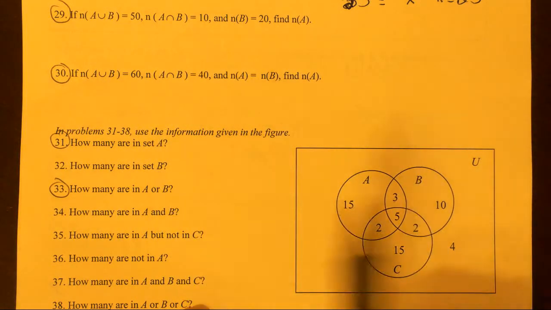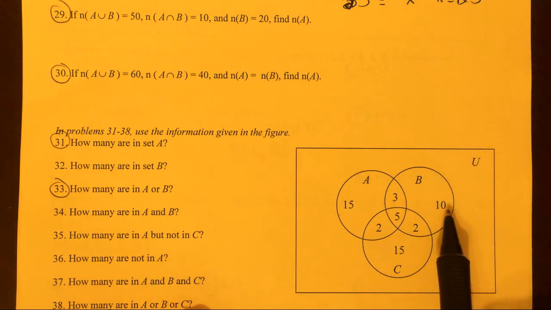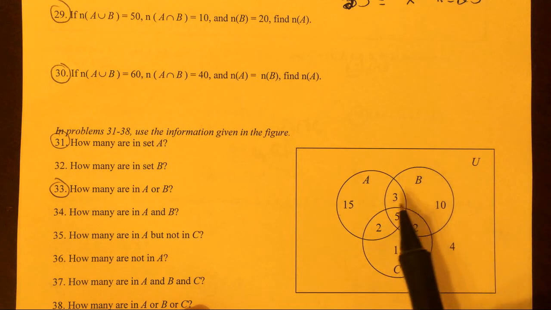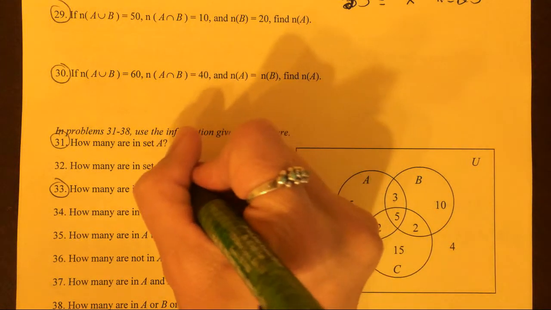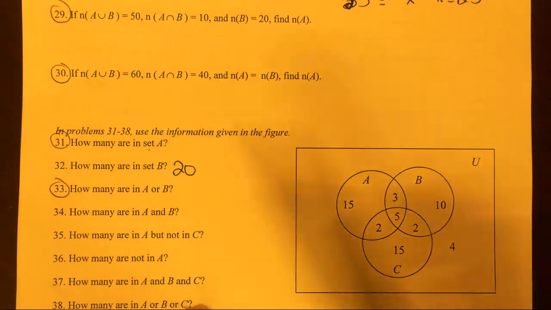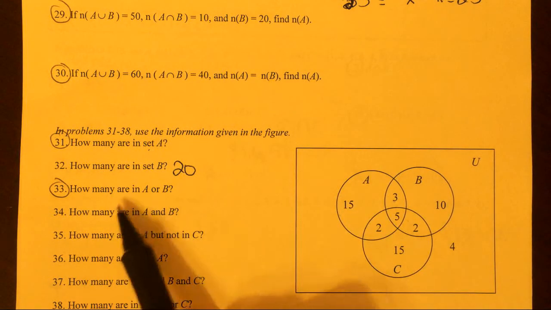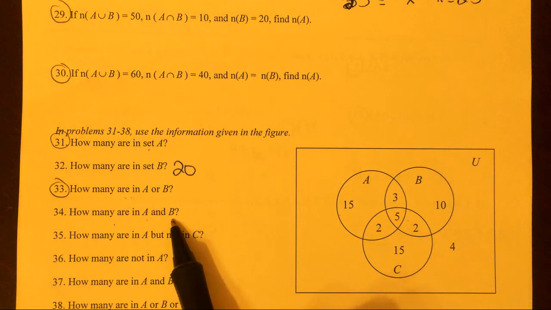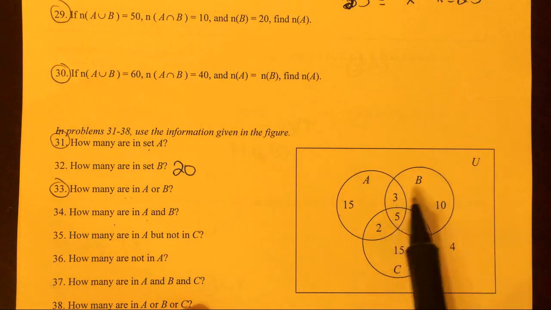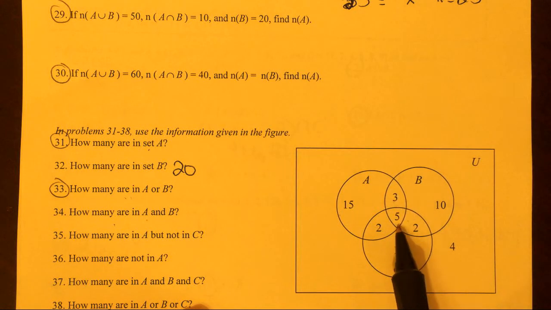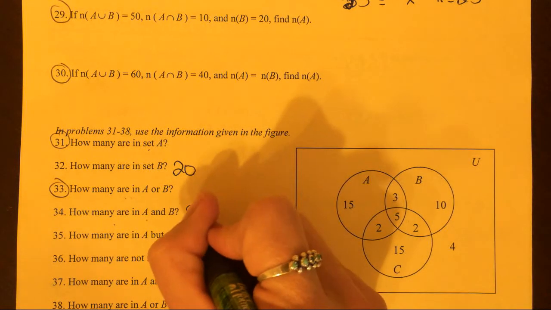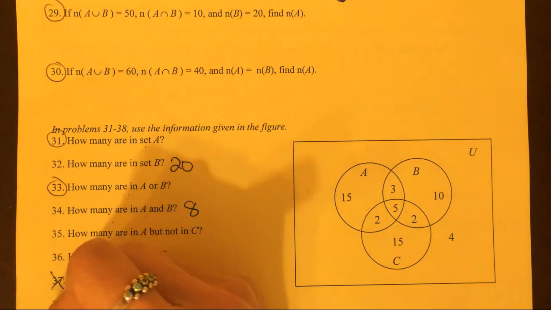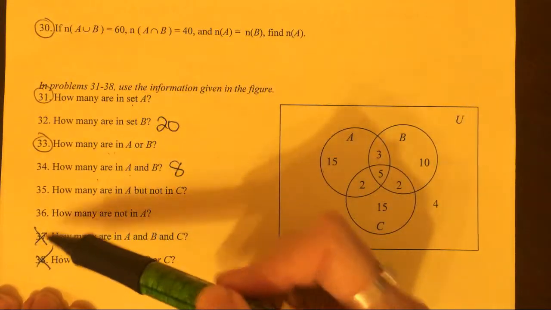Sorry. So 32. How many are in set B? So we're going to go add these up. So we're going to have 10 plus 3 is 13. 14, 15 plus 5 more is 20. And you're going to do the same thing for 31. You're going to go add up everything in the A circle. I'm going to do 34. How many are in A and B? That means where do they overlap? So they overlap in 2 spots, so 3 and 5. So there are 8 in both. I'm going to get rid of 37 and I'm going to get rid of 38. I want you to finish the rest.